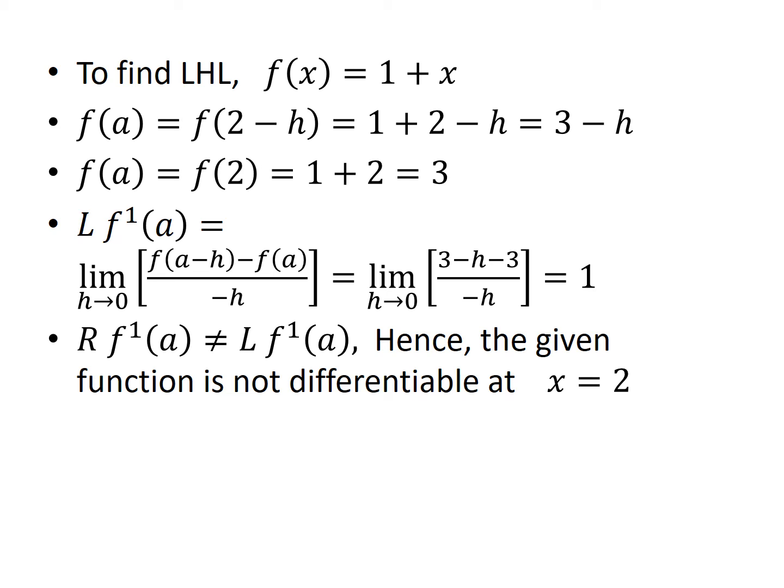So the left hand limit of f dash of a is defined as the limit of f of a minus h minus f of a divided by minus h as h tends to 0, equal to the limit of 3 minus h minus 3 divided by minus h as h tends to 0, that is equal to 1. Therefore, the right hand limit of f dash of a is not equal to the left hand limit of f dash of a. Hence, the function is not differentiable at x is equal to 2.